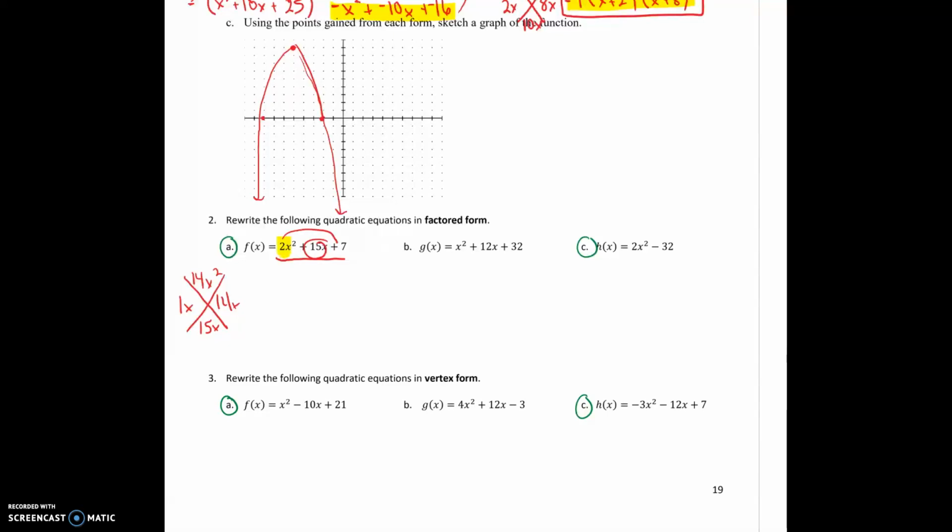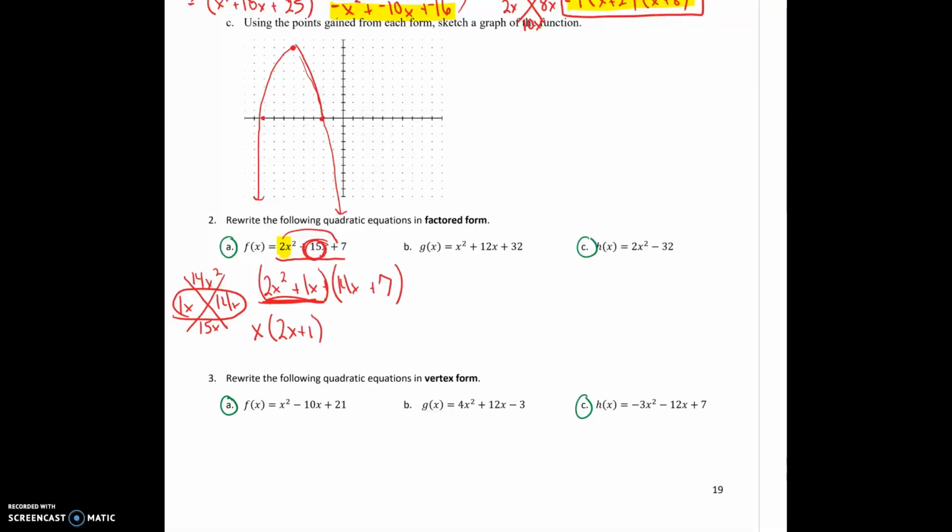So I'm going to rewrite it, but instead of this 15x, I'm going to have this version of 15x. There's 2x squared. Here comes my 15x. And then the 7. And once you get those four things, you can group them up. Here's my first two, here's my last two, and then I start to look at a GCF. So what can I factor out of both of these? I can't factor out a number, but I can factor out an x. And when I'm done, I have a 2x plus 1.